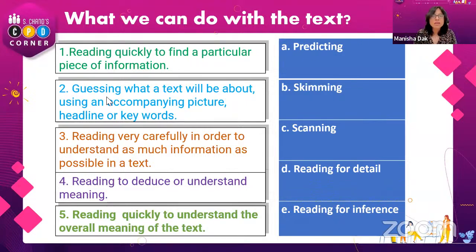Number 3, reading very carefully in order to understand as much information as possible in the text. That's D, correct. Reading for details. And here, learners need to understand every word, most of the text to be able to do the task.